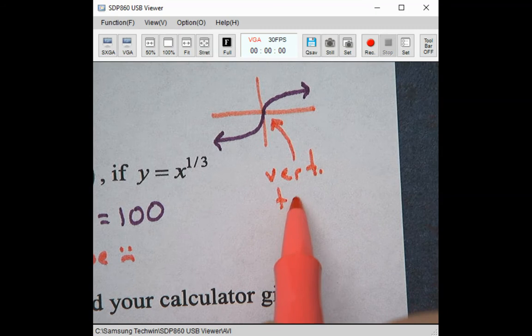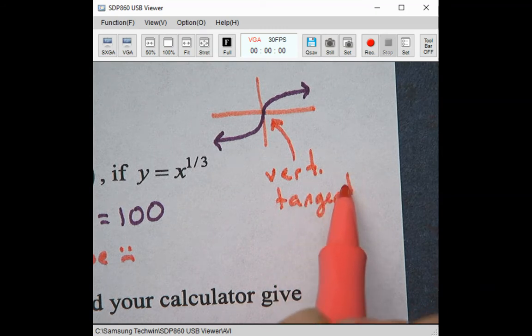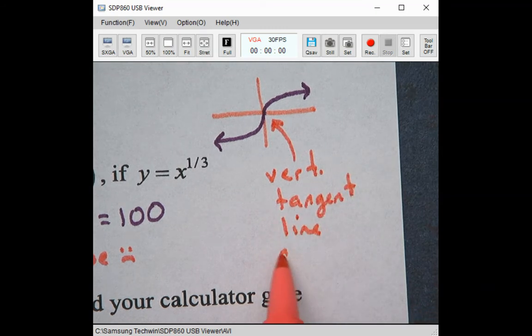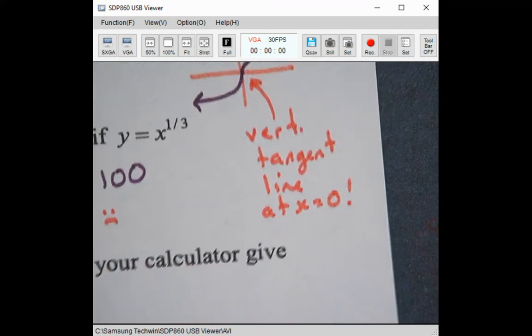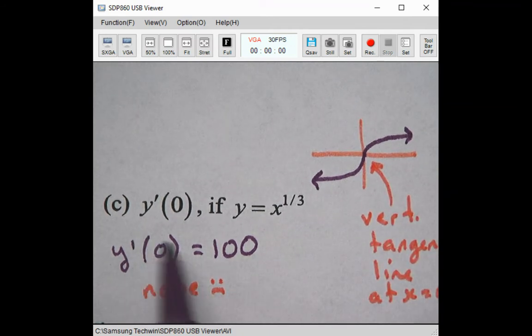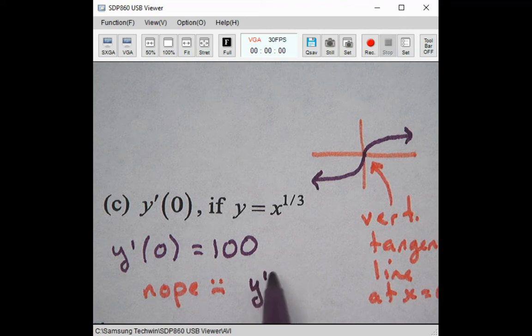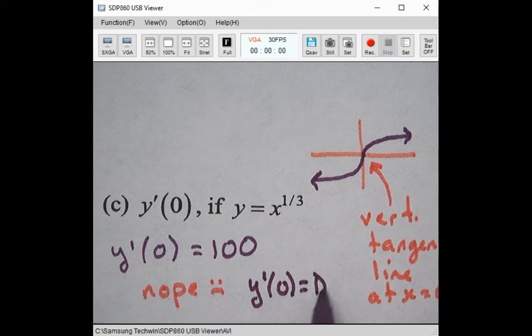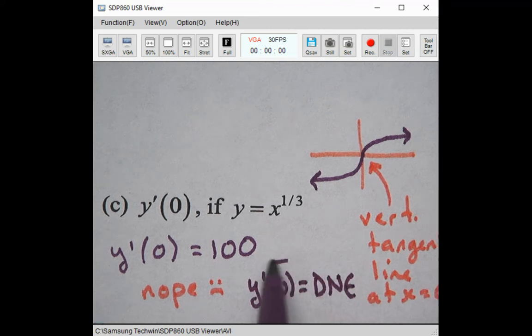Vertical tangent line at x equals 0! That's a big deal, because what does that mean our derivative is? What's the slope of a tangent line? It doesn't exist. So y prime of 0 would actually equal DNE.